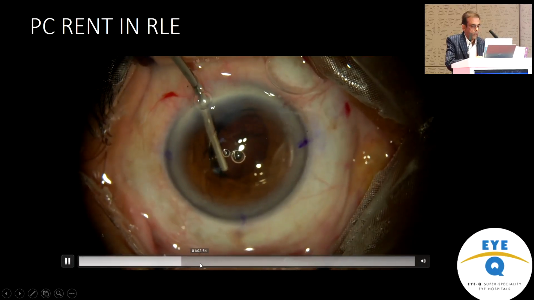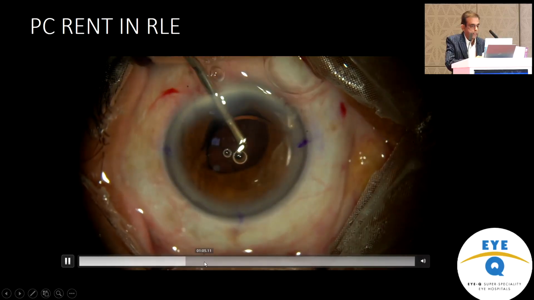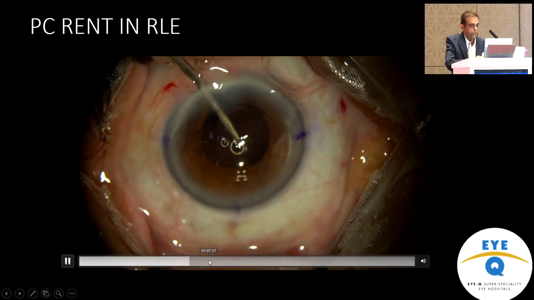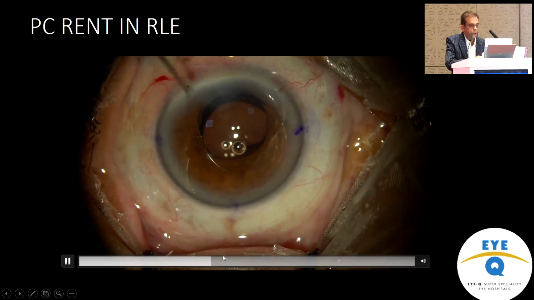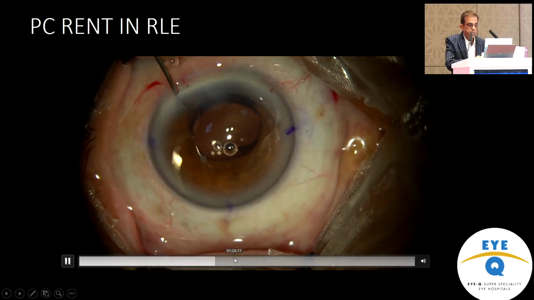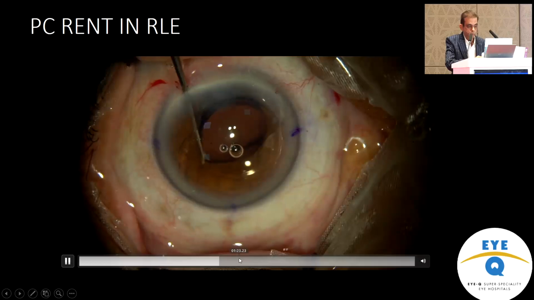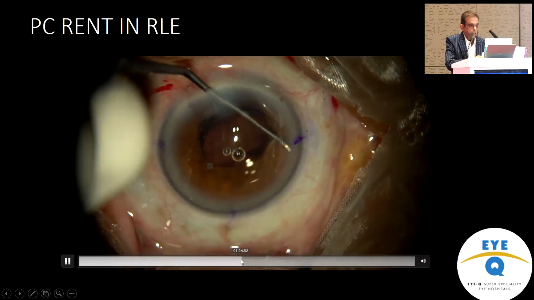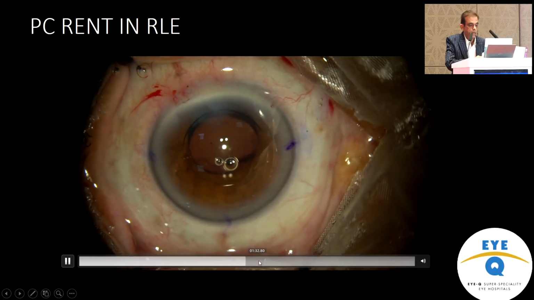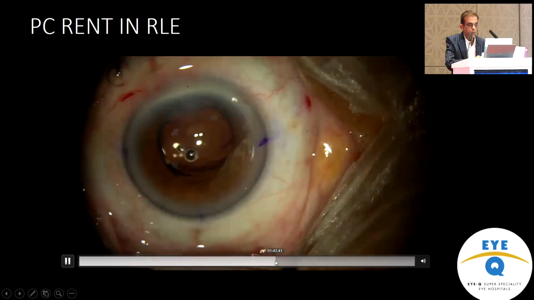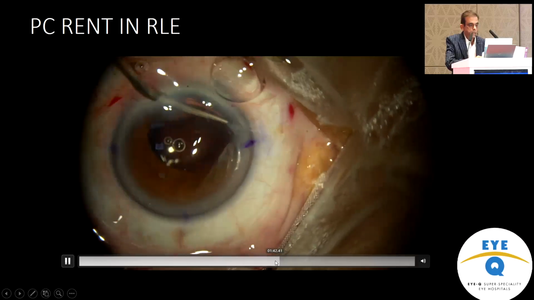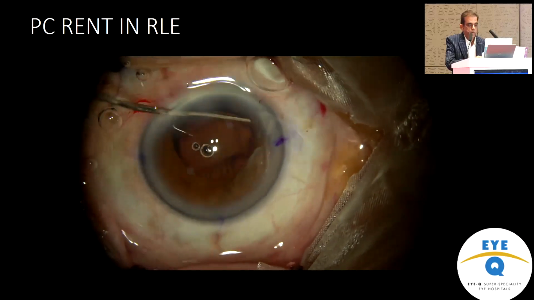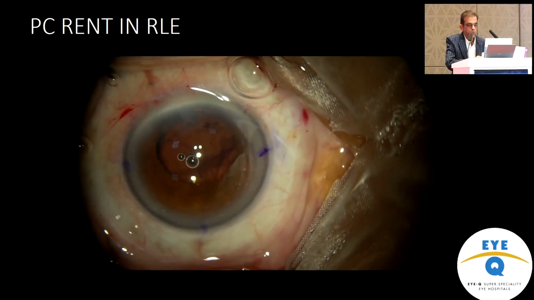so I took it out, kept it in the AC, and then I am tucking the two haptics. I didn't have any choice, but I have to put it in the sulcus, though it is a single piece lens, not advisable, but still this is what I did. And I have to keep it at an angle, because it's a toric lens. Fortunately it was stable and there was no problem.